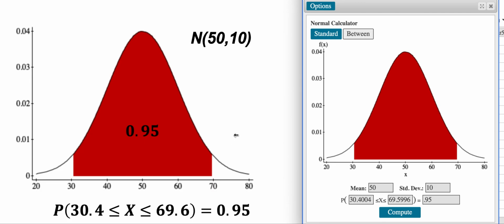So I hope this has helped a little bit on how to use StatCrunch to find some probabilities and some percentiles.